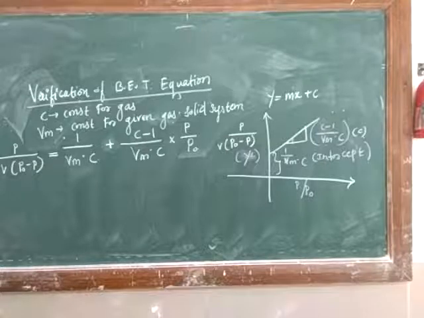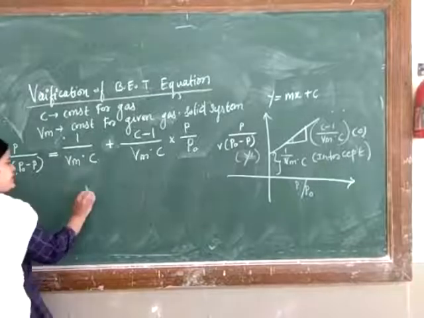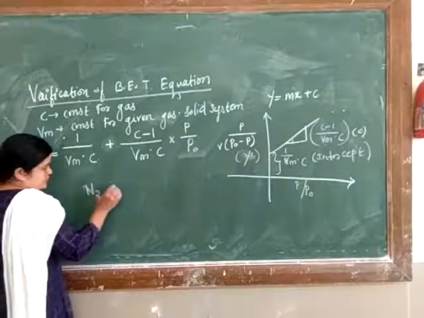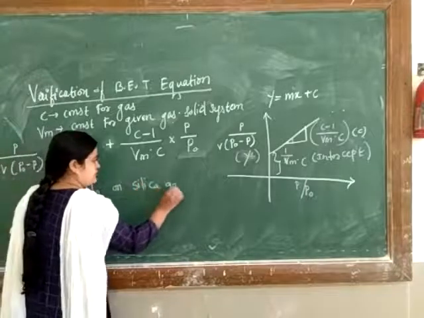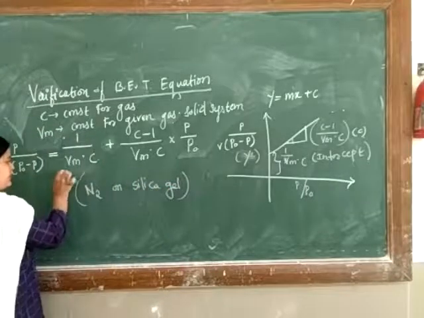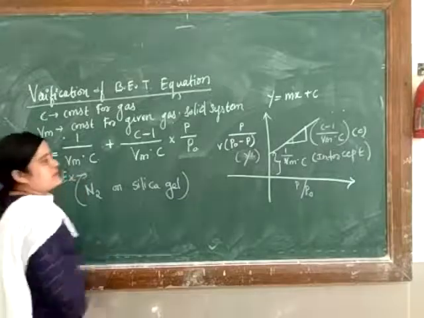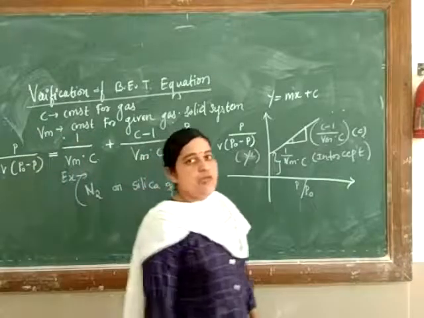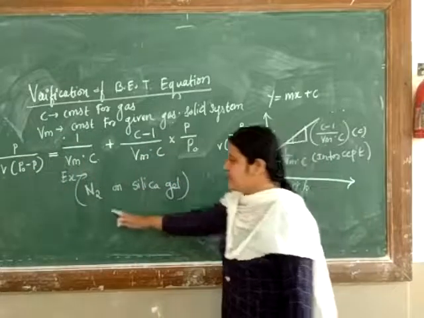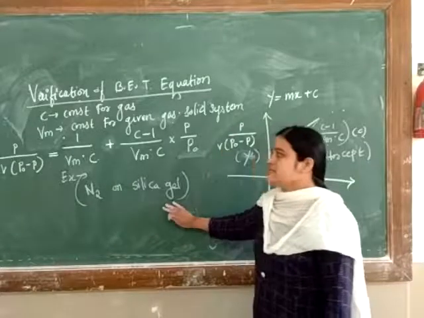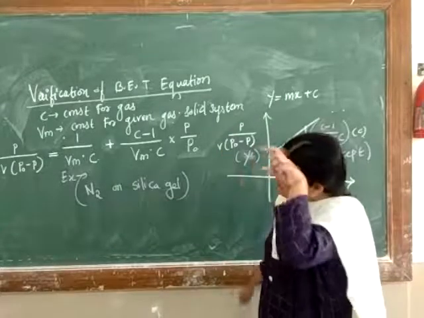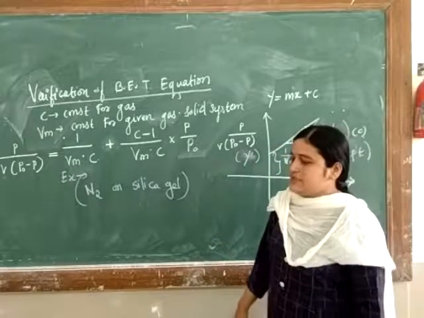An example for this type of adsorption graph is adsorption of N2 on silica gel. We can do the example for this particular type of plot. If you want to do it experimentally, adsorption of ammonia on silica gel itself. Okay, this is about the verification of the BET equation.